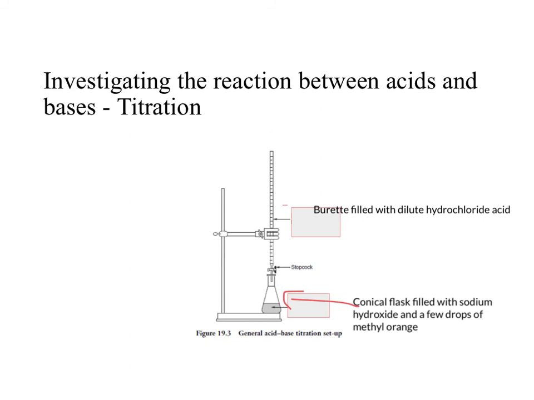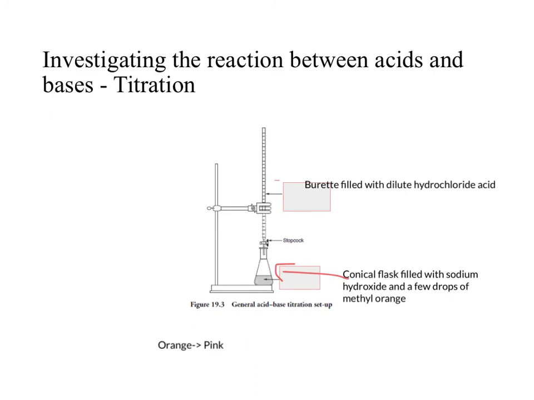The reason why we expect to see a colour change is that methyl orange is only orange when it's added to a base. So once this is neutralized, it will no longer be a base and it'll turn acidic, and we should expect to see a colour change then at that point. And that's when we'd close the stopcock. So the colour change we'd actually expect to see here is the methyl orange would turn from orange to pink once this is turned from basic to acidic.